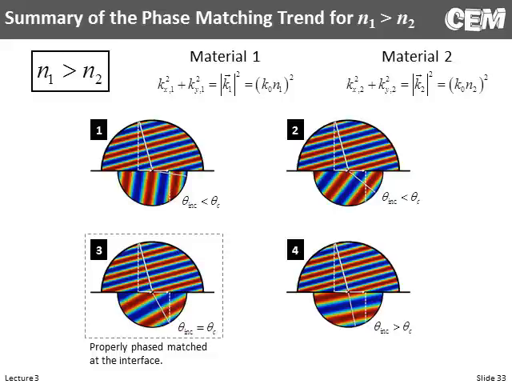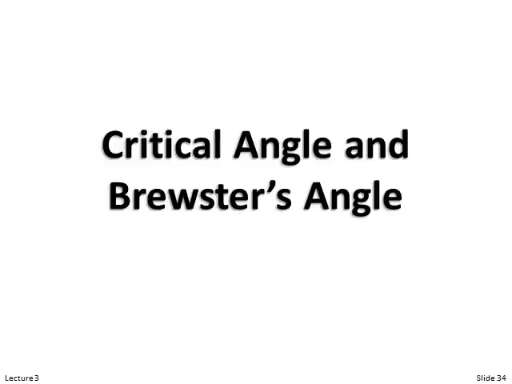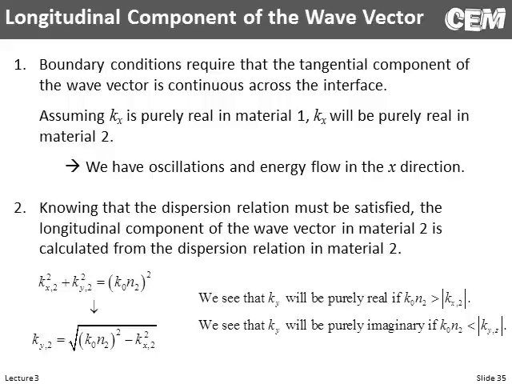Okay, everybody ready to move on? Okay, so now we can talk about critical angle and Brewster's angle from a little bit more intelligent perspective. Boundary conditions require that the transverse component of the wave vector is continuous across the interface. That's what's going to force the field to look the same on either side. It's going to be varying just as abruptly. So the transverse component of K is continuous across the interface.